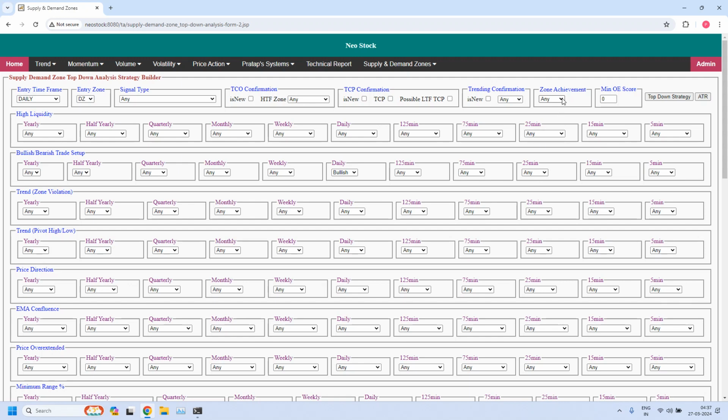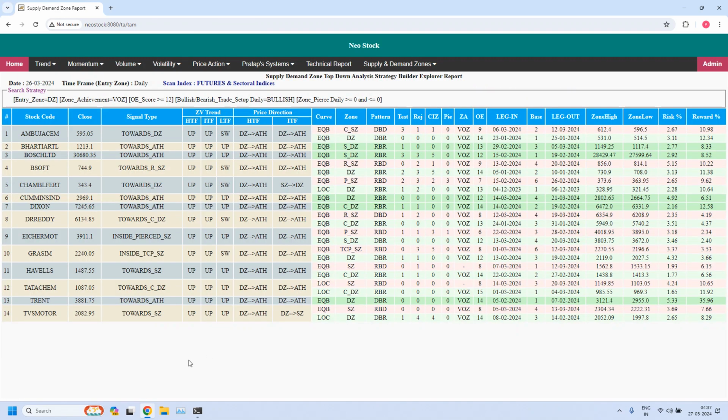Next parameter is zone achievement. The zone achievement should be VOZ, violated opposing zone. And the minimum odd enhancer score. This is the parameter, min OE score. In minimum odd enhancer score, we should set the value 12 for bullish and bearish trade setups. Now let us filter by clicking the button top down strategy. Now we got 14 stocks.